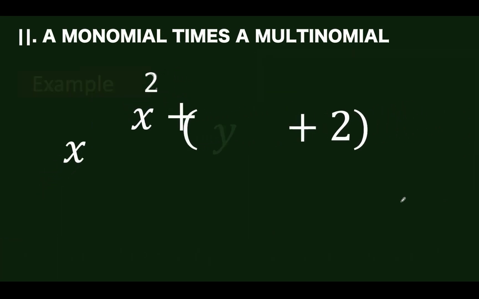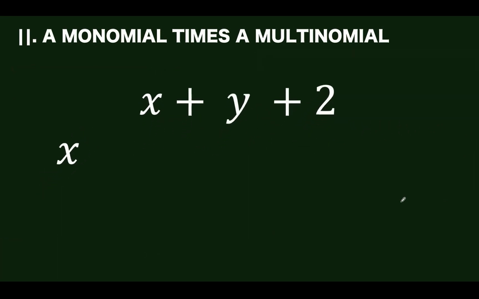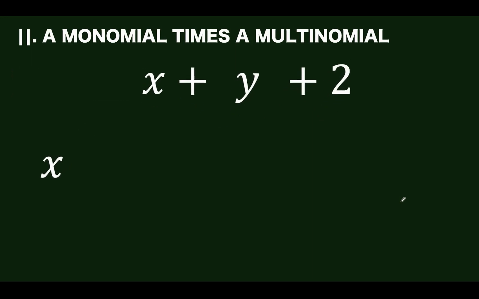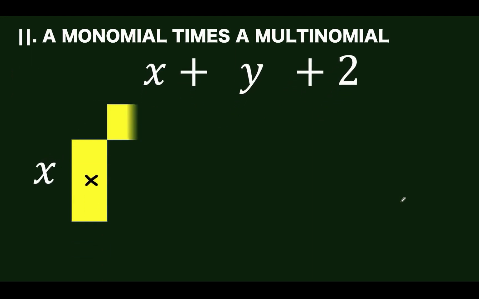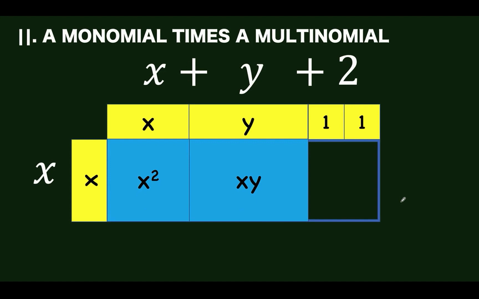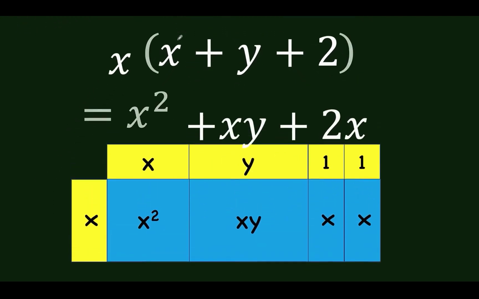Now let's have another example. x times the quantity x plus y plus 2. Again, we can visualize it like this. The length is x plus y plus 2 and the width is x. Again, we can use manipulatives to visualize them like this. The width is x, and the length is x plus y plus 2. Then we form this rectangle. What's the area of that? We have x squared, xy, and 2 x's. So we have x squared plus xy plus 2x for the product of x times the quantity x plus y plus 2.